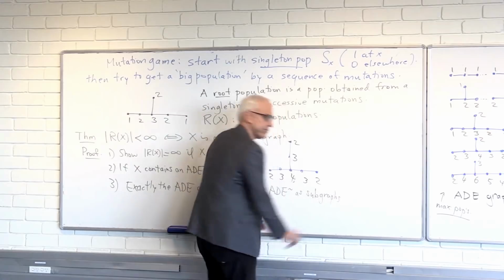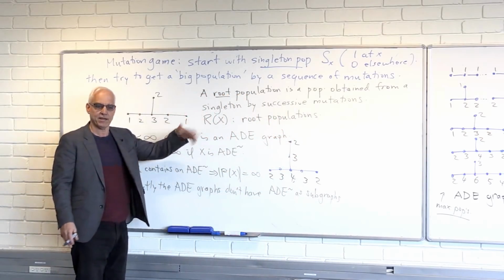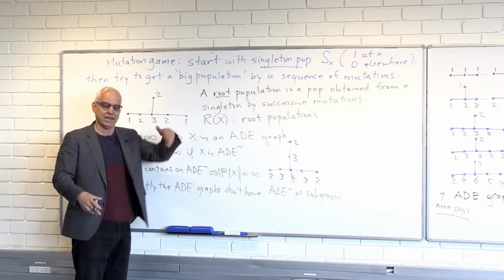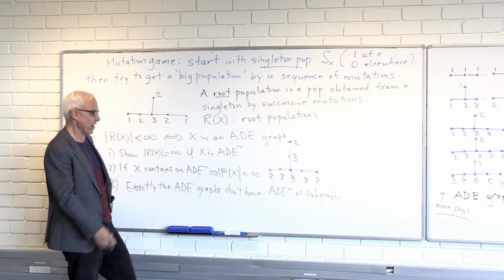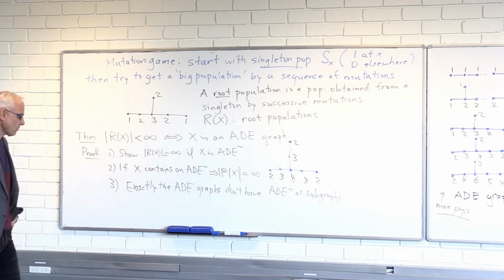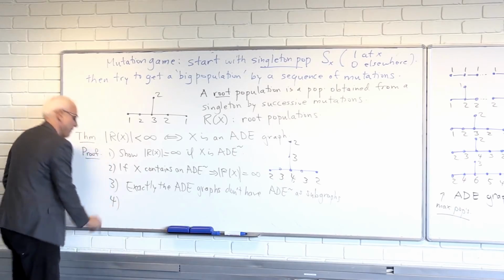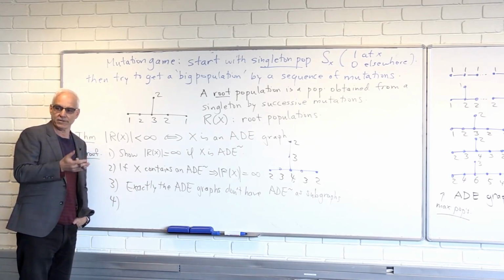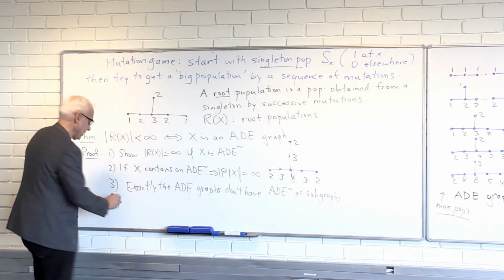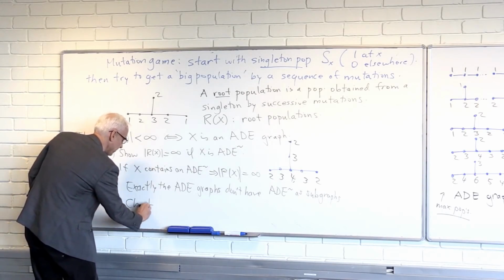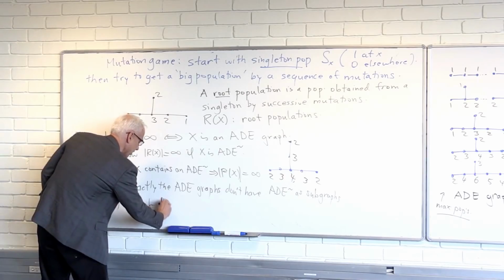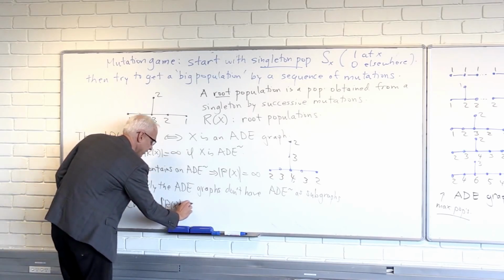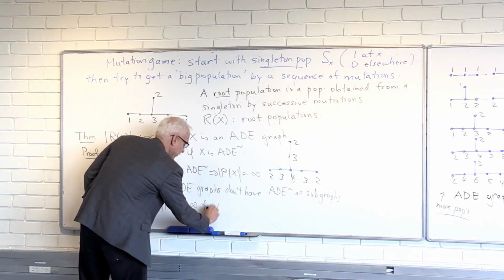That's kind of obvious, because we created the ADE tilde graphs by starting with the ADE graphs and adding stuff. And then you have to check that for each ADE graph, the number of things is actually finite. You check finiteness. Check R of X is less than infinity for the ADE graphs.